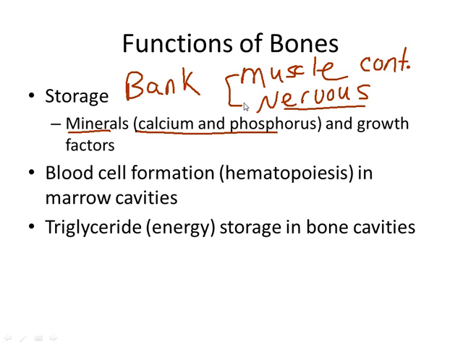Now, another function of the bone is what we call hematopoiesis, and that's just where you make your blood cells. So when you make red and white blood cells, that's called hematopoiesis. And that occurs in the bone marrow, so the cavities inside the bone. Another function is a place we can store triglycerides, kind of like a fat, and we use that for energy storage. It's kind of another way to bank energy. You can store fat inside the bone marrow and have another reserve for energy.